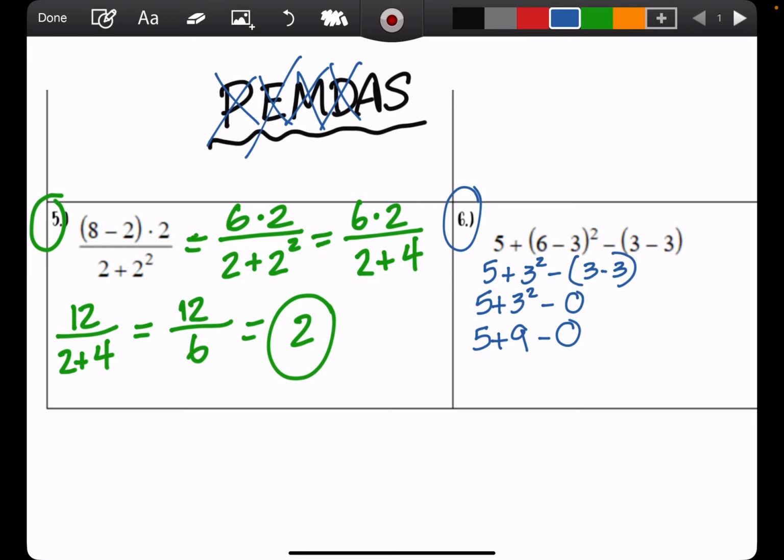Oh, there's both. So if there's addition and subtraction, which one do you address first? You address left to right. If a subtraction was starting on the left, you do that first. If addition was on the left, which it is, we're going to start with that. So because addition comes first as we move left to right, we're going to do that first. So 5 plus 9 is 14. Now we have 14 minus 0, which we know is 14.